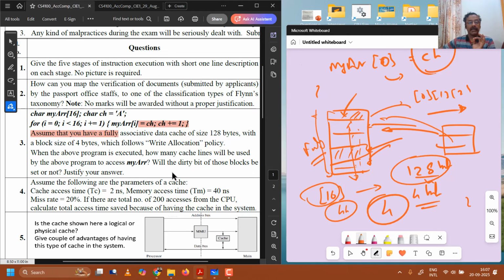And will the dirty bit of those blocks be set? See, remember, after accessing the block from the main memory and bringing it to the cache, a write operation is happening. Okay, ch is written, the ch value is incrementing, so the new values 0 1 2 3 4 or 1 2 3 4 5 will be written into the cache. Remember, every write operation I am not going to the main memory, because write allocate means I am bringing a cache block of data from the main memory to the cache, and then any write operation I perform on it, I am doing in the local copy, because there is no fun in writing it back to the main memory every time.